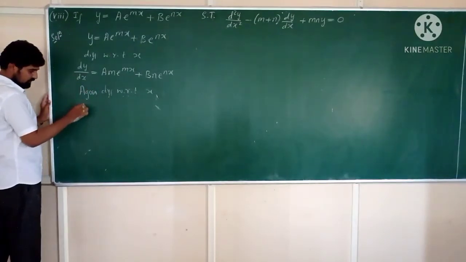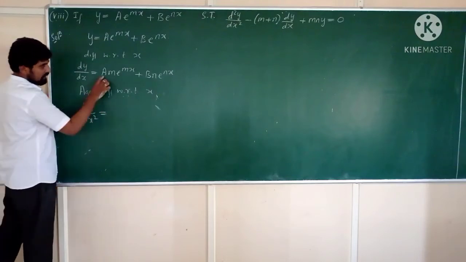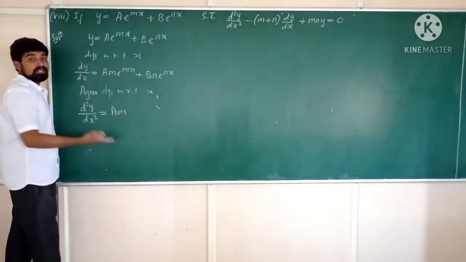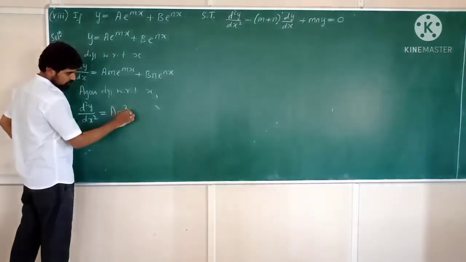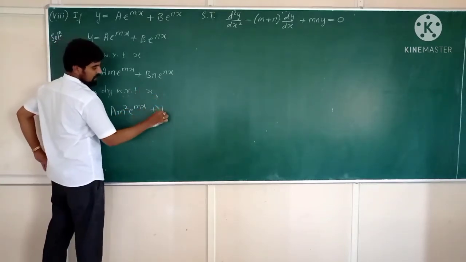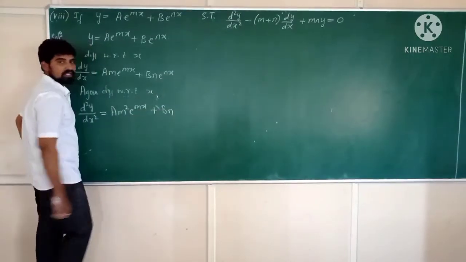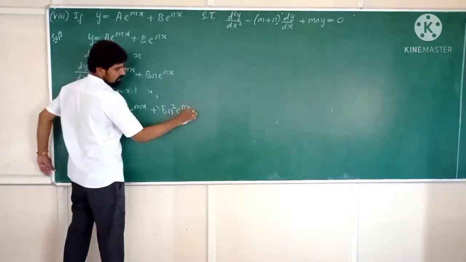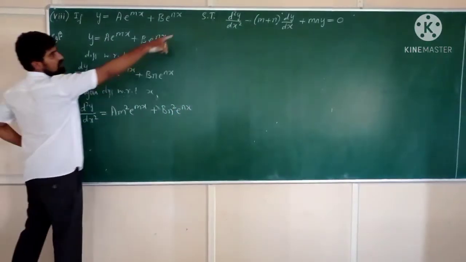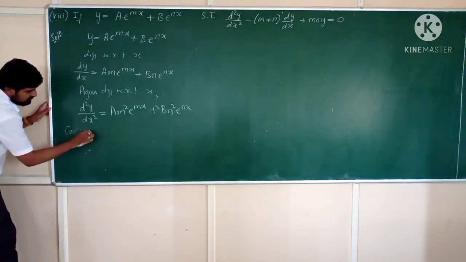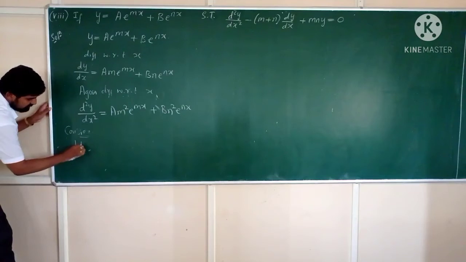The derivative of dy by dx is d square y by dx square, which is equal to am as it is, the derivative of e power mx is m into e power mx, so m into m is m square e power mx, plus bn as it is, the derivative of e power nx is n into e power nx, so n into n is n square e power nx. Now let us consider the LHS of the given equation.